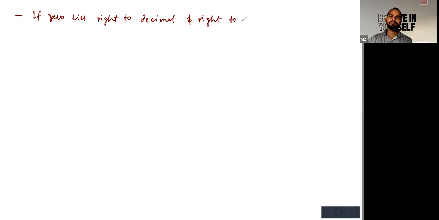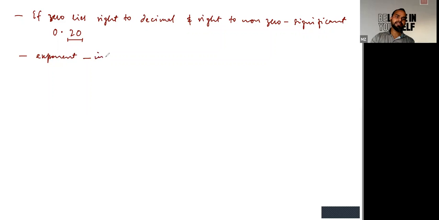Now, the next rule is if 0 lies right to the decimal and right to a non-zero digit, then it is significant. Let's say 0.20. This 0 is right of the decimal and right to a non-zero digit, so it will be significant. Next, the exponent is insignificant.